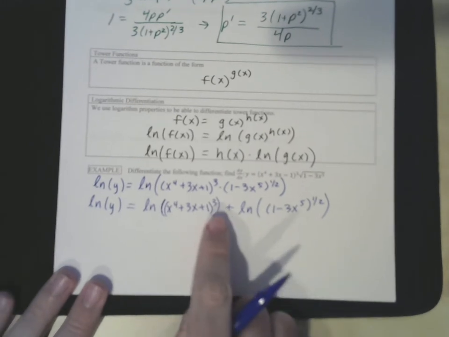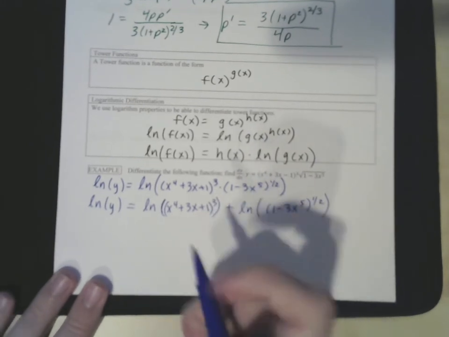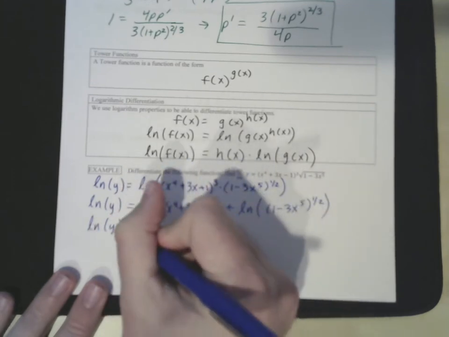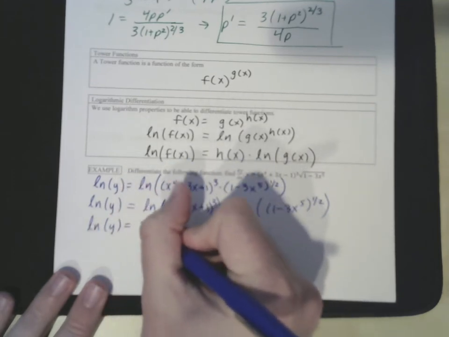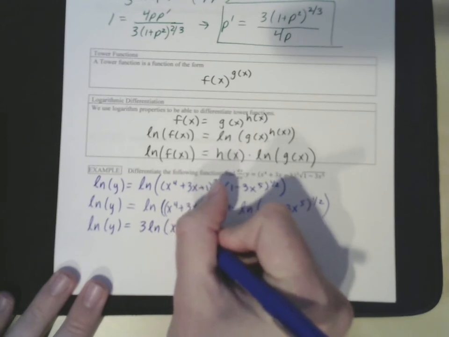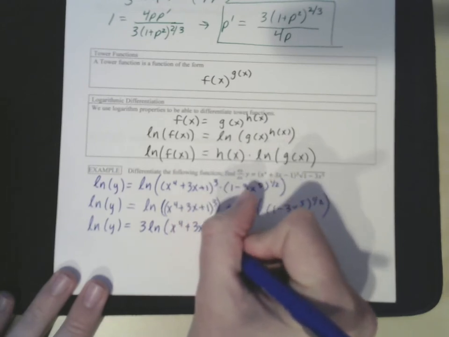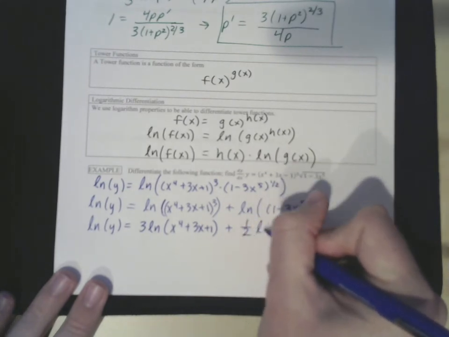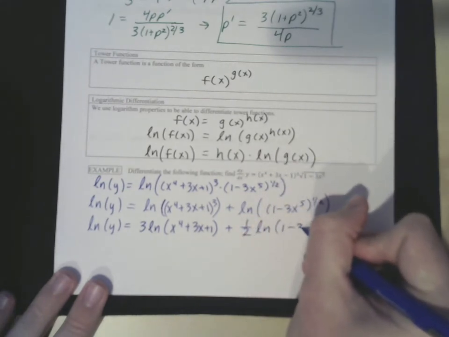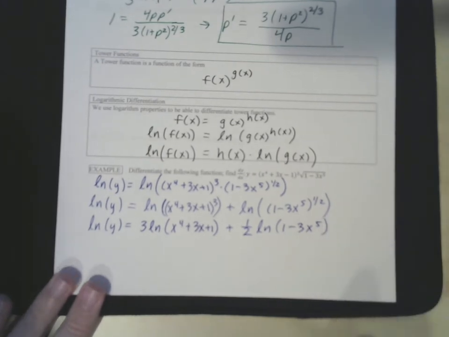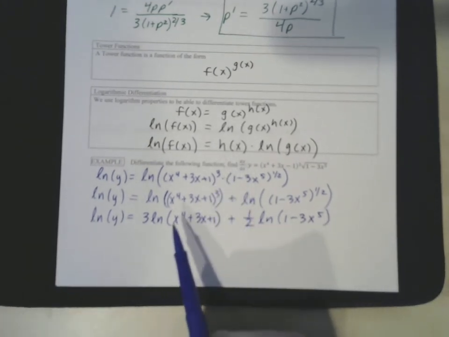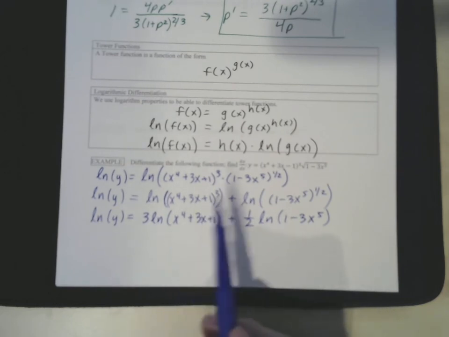And we continue to use our logarithms to bring these powers down. So ln y equals 3 ln of x to the fourth plus 3x plus 1, plus 1/2 ln of 1 minus 3x to the fifth. So we still have some chain rules, but no more product rule. And these are a little bit simpler to do than these chain rules were.